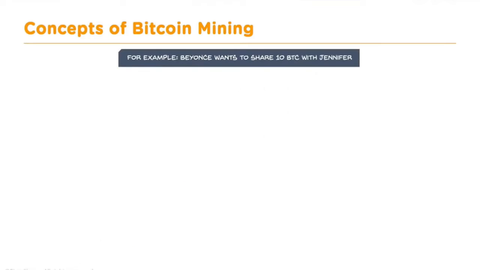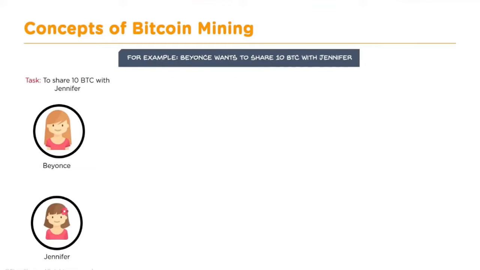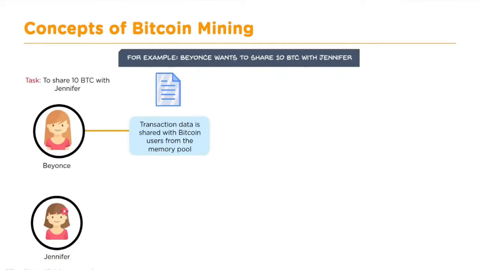Now let's take an example. For example, Beyonce wants to send 10 Bitcoin to Jennifer. In order to do that, what will be the steps? Beyonce's transaction data is shared with Bitcoin users, the miners, from the memory pool. The transaction goes and sits in a memory pool of unmined transactions. In a memory pool, a set of unmined or unconfirmed transactions wait until they are verified and included in a new block. They remain in that unconfirmed transaction pool.